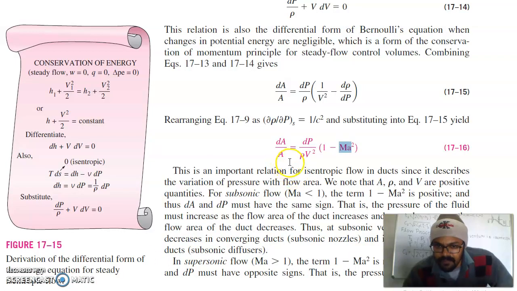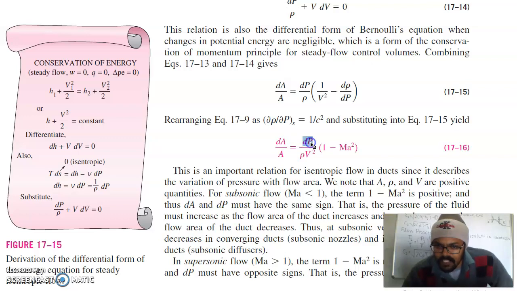Now you can see here this is a relation between change in area of the duct and change in pressure. So this is an important relation for isentropic flow in ducts, since it describes the variation of pressure with flow area. We note that area, density and velocity are positive quantities, and if the Mach number is less than 1, meaning subsonic flow, the term is always positive, and dA and dP have the same sign.